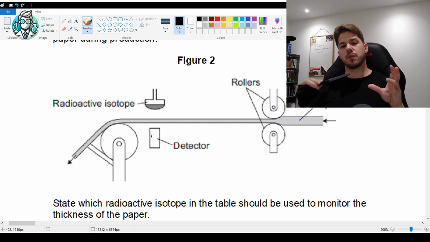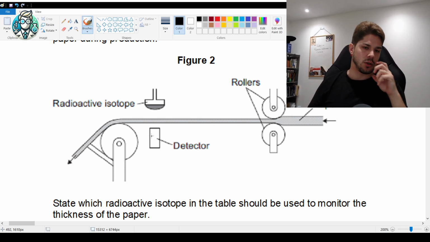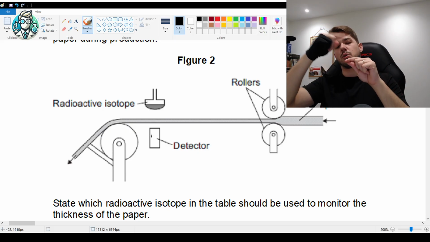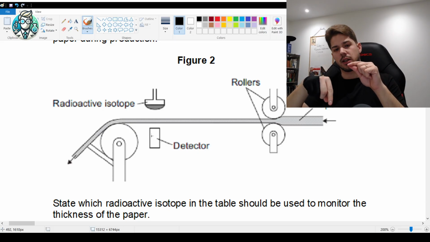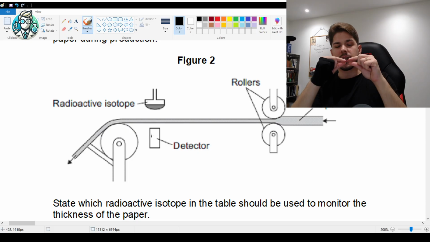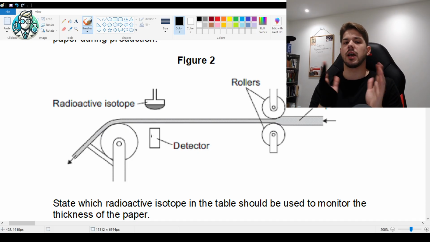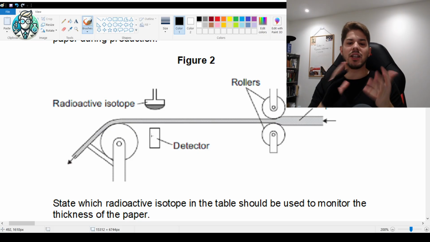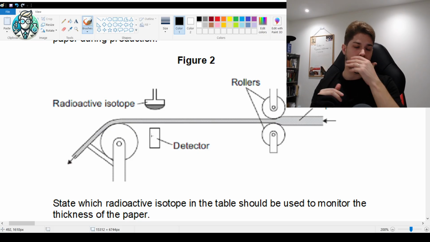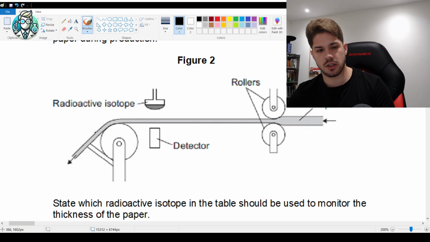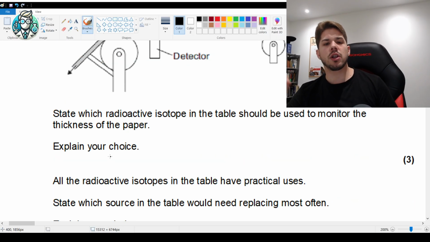And the purpose of this detector and radioactive isotope is that if the paper gets very thick, the radioactive isotope will not be able to reach the detector, or if the paper gets very thin, lots of radioactivity will reach the detector. So the detector will tell us if there is any change in the thickness of the paper. And it is a real use of radioactivity. State which radioactive isotopes in the table should be used to monitor the thickness of the paper.